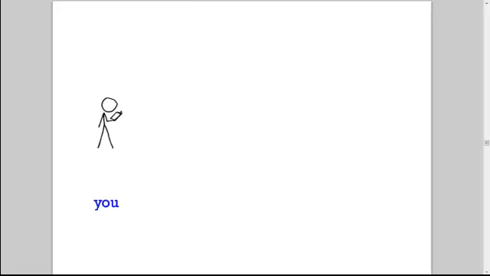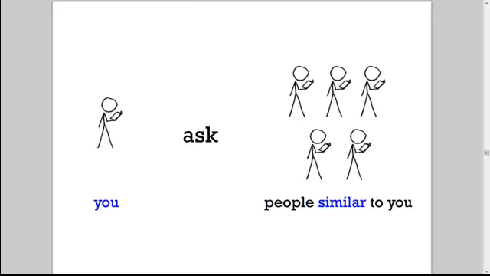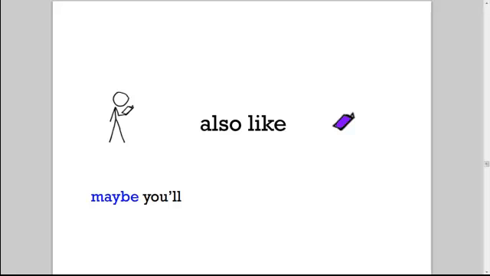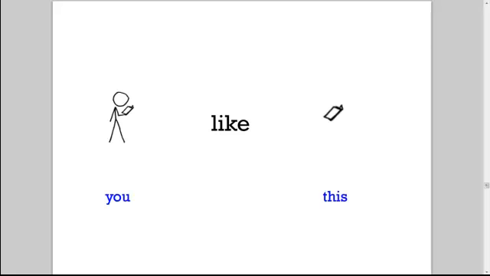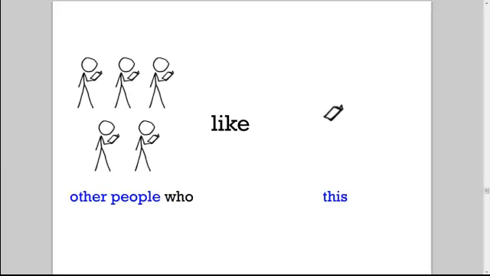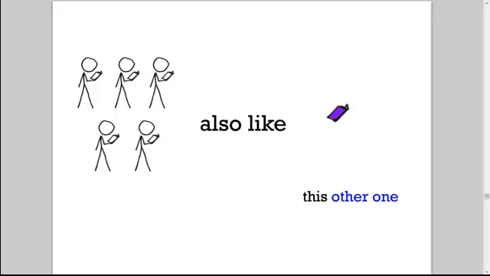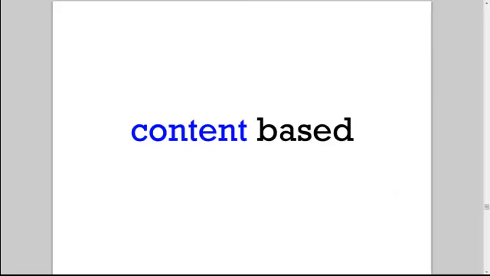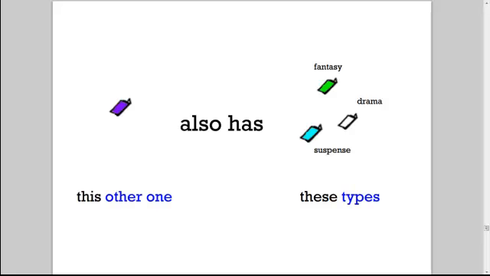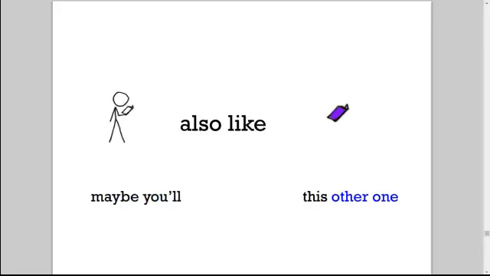Let's start with user-based. Let's say that you ask people similar to you what types of books they like to read, for example. And they say that they all like Game of Thrones. So maybe you'll also like Game of Thrones. Whereas item-based says that you know that you like, for example, the 7th Harry Potter book, whereas other people who like the 7th Harry Potter book also like Game of Thrones. So maybe you'll like Game of Thrones. Whereas another approach is content-based, where you know that you like books that have fantasy, drama, and suspense, maybe like the 7th Harry Potter book. But Game of Thrones also has fantasy, drama, and suspense. So maybe you'll also like Game of Thrones.